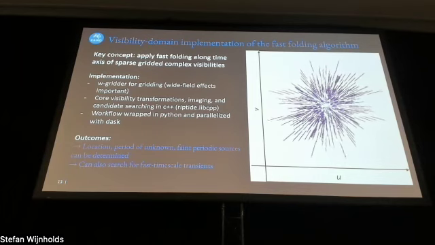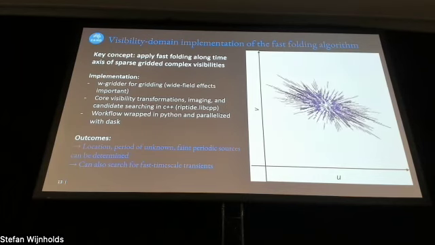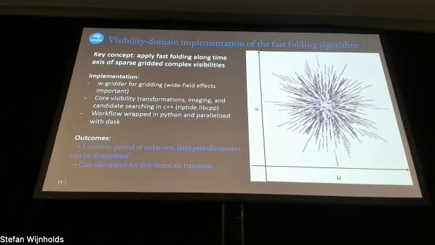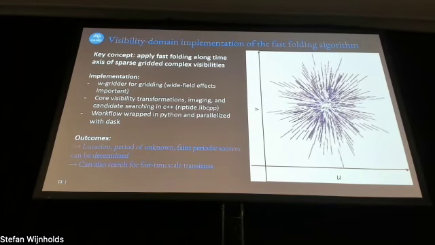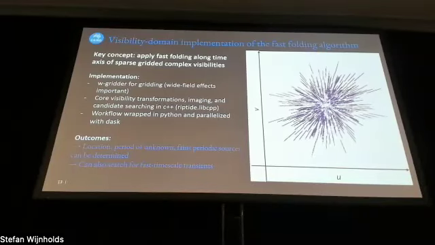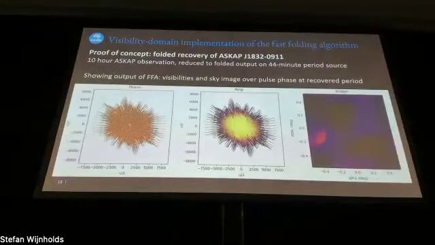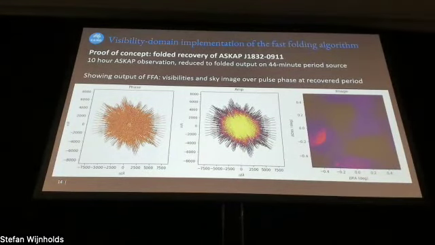with Dask. And the outcomes are that we should be able to find the location and period of unknown and faint periodic radio sources at any time scale. If you just image every time step as well, you can look for fast transients and upbeats as well. So here's a proof of concept.